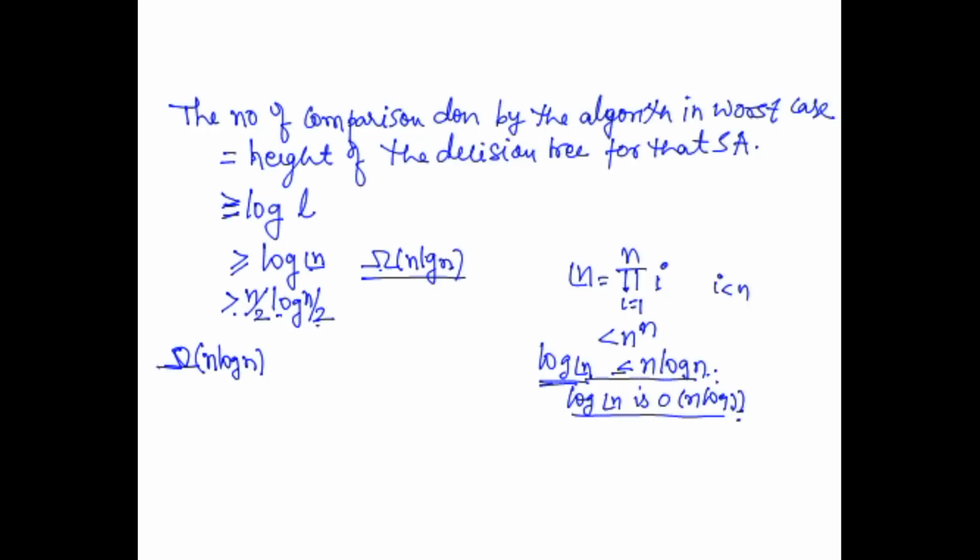Now let's turn our attention to showing that log of factorial n is greater than n by 2 into log of n by 2. Let's write factorial n. This is equal to the product of all the numbers from i equal to 1 to n. So this is certainly greater than the product of all the i's from i equal to n by 2 to n, right?